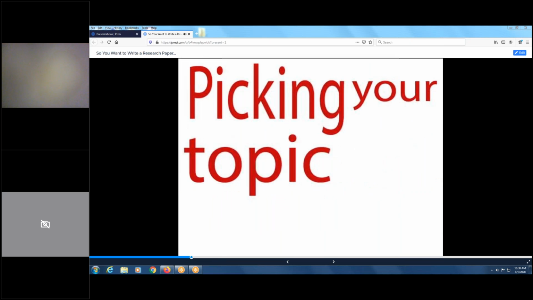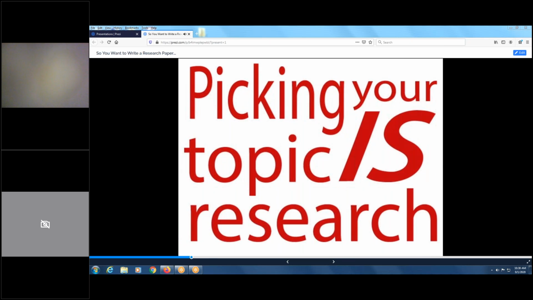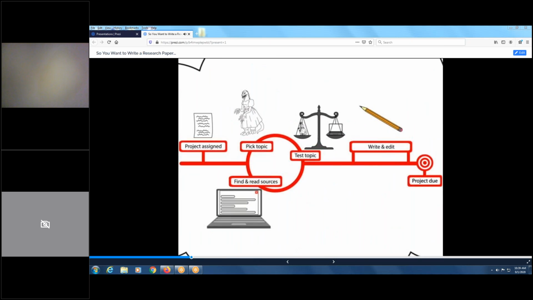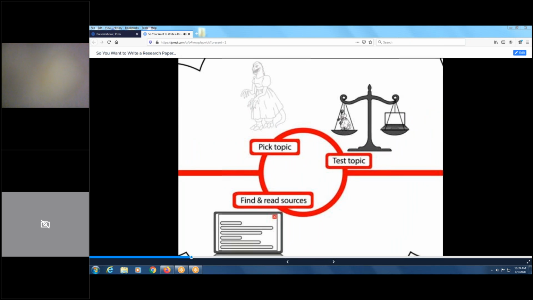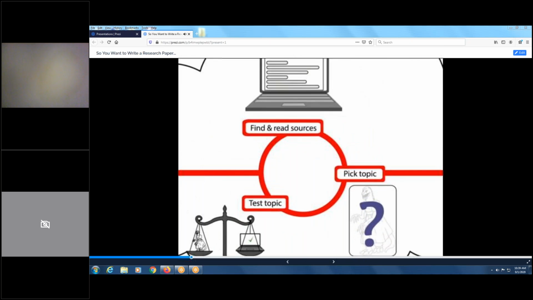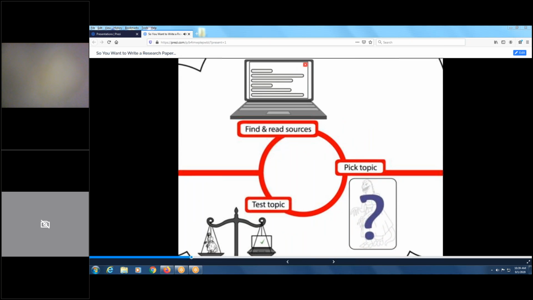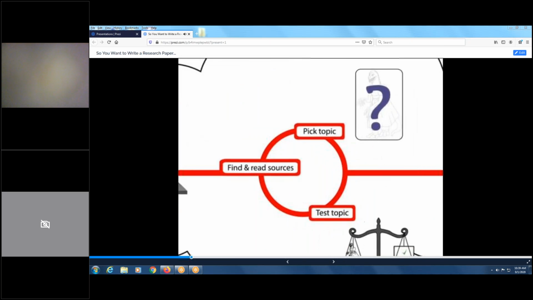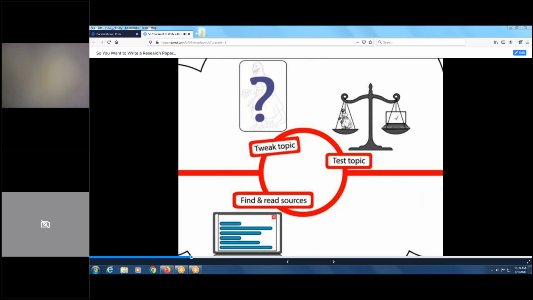Picking your topic is research. When you first pick a research topic, it isn't set in stone. It's just an idea that you test with some exploratory research. If it looks good, you find and read some more sources. At this point, you might find that the published research leads you away from your original topic. That's okay. You can let the research you find guide you and tweak your topic a bit.